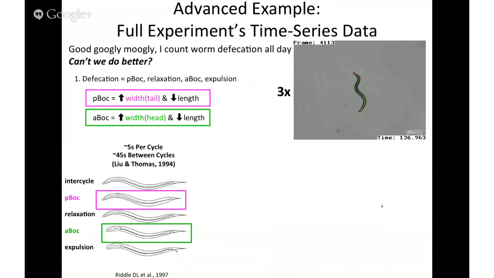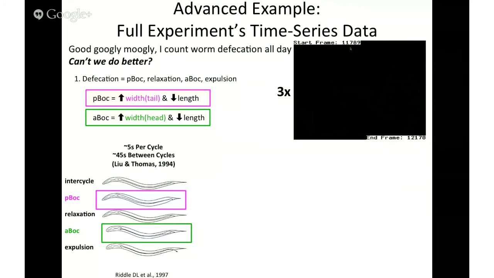Defecation looks like this. It's going to squeeze its tail to push up the fluid in its gut all the way forward to its anterior portion. And then it's going to squeeze its head to push the fluid out of its anus, essentially. So you can see here the tail squeeze and then followed by the head squeeze in these videos. And these sections of video are pulled out of normal video using this algorithm I built. I'll get into the details of it.